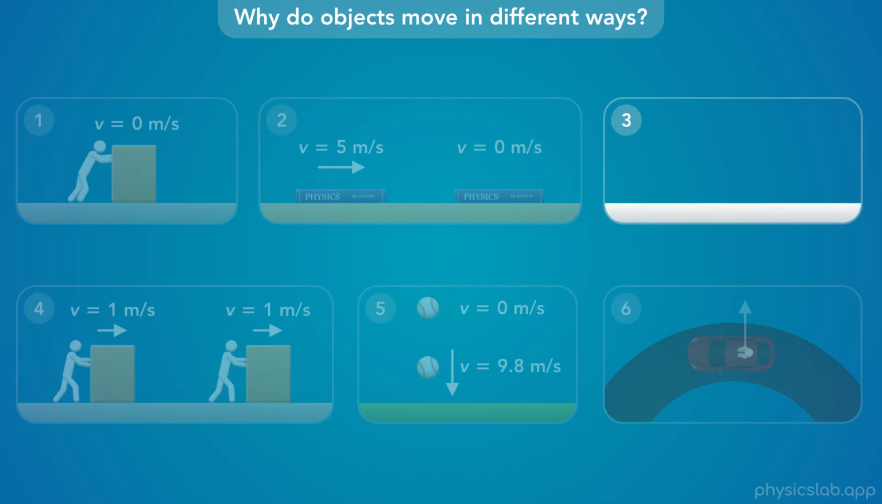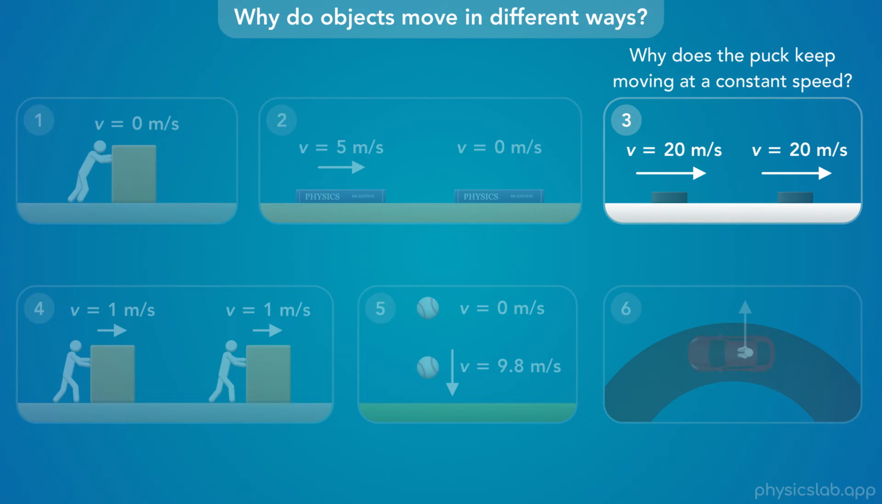Now let's say you're watching a hockey game and a player passes the puck across the ice. The puck seems to be moving at a constant speed, and it doesn't stop. If the book stopped on its own, then why does the puck keep moving at a constant speed?